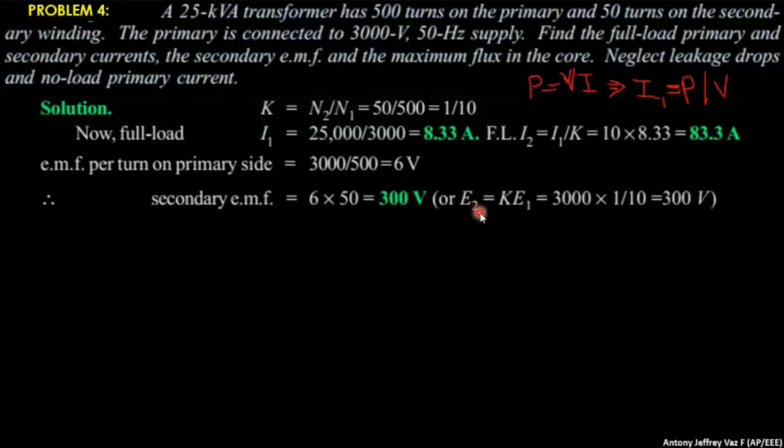Similarly, you can find the E2 value by using the transformation formula. E2 by E1 is equal to K. So E2 will be cross multiplied. So E2 is equal to K into E1. You know K is 1 by 10 and E1 is nothing but 3000. Here it is 3000, and you will get 300 volt.